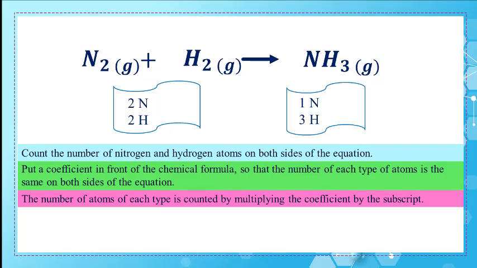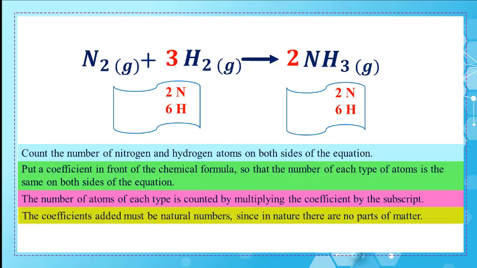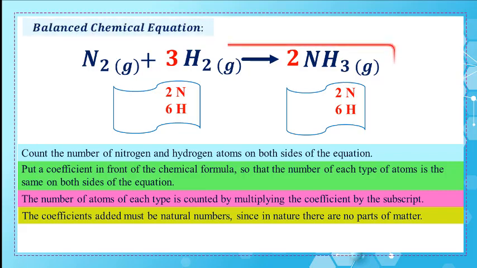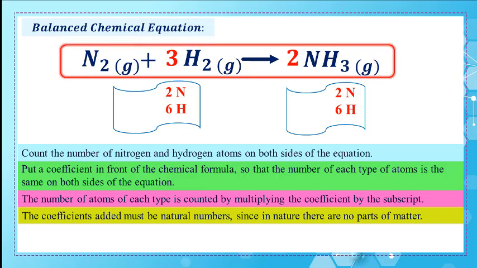The number of atoms of each type is counted by multiplying the coefficient by the subscript. Multiply H2 by 3 to obtain 2 nitrogen atoms and 6 hydrogen atoms in the reactants. Multiply NH3 by 2 to obtain 2 nitrogen atoms and 6 hydrogen atoms in the products. Note that the coefficients added must be natural numbers, since in nature there are no parts of matter. This is the balanced chemical equation.